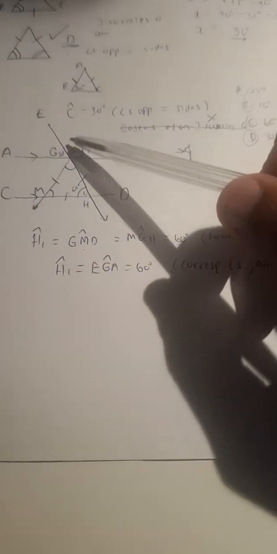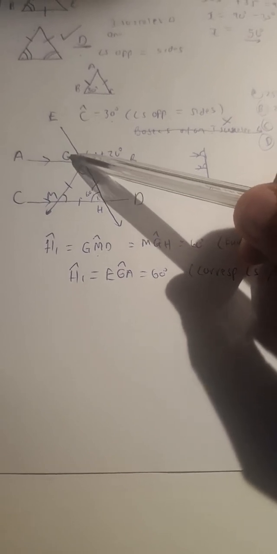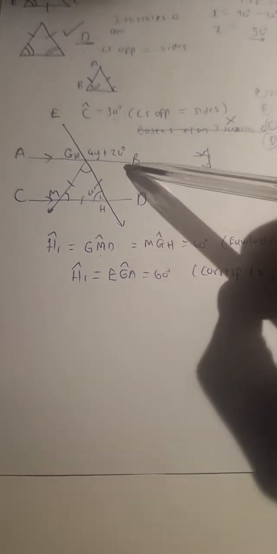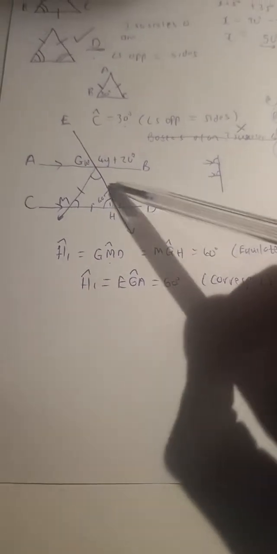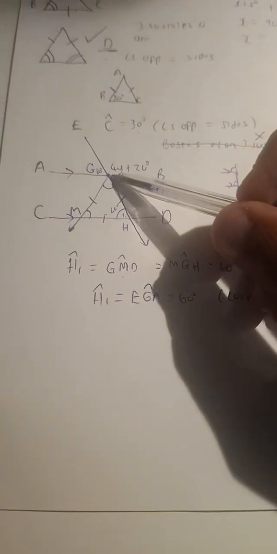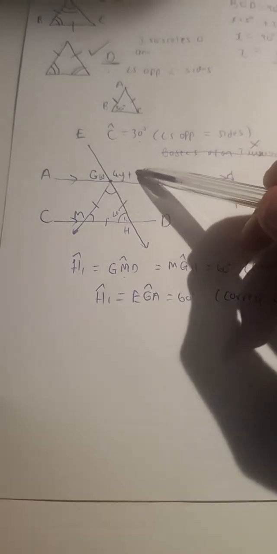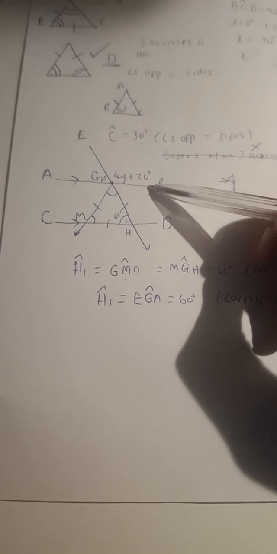So if that is 60, I use my pencil, I update my angle. That is also 60. I use my pencil, I update that angle. Then you should see that this 60 and this 4y plus 20 are lying on a straight line, and they are sharing the same vertex, vertex G. So I can say 60, this angle, plus 4y plus 20, they complete the straight line.